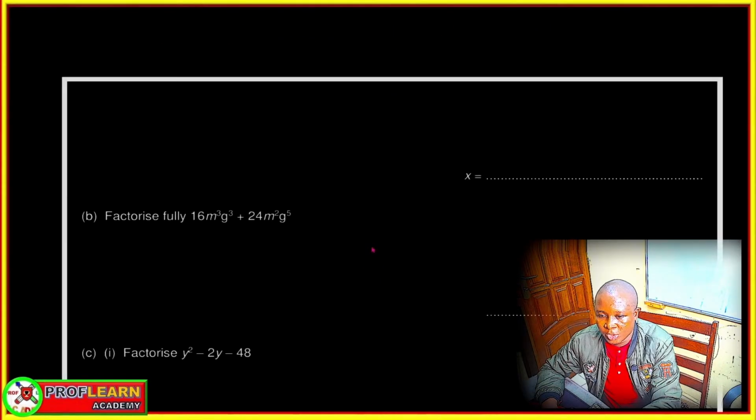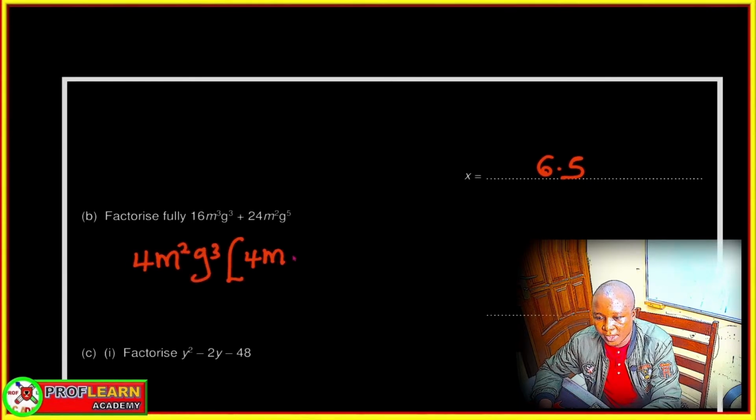Moving to question part B, this is actually factorization as well. Of course, we have already done this, you just identify the common term and then you factor it out. And you check what you can multiply with what's outside the bracket to get the term that we have here. If you have 4m squared g power 3, what do you multiply it by to get 16m cubed g power 3? So you can see it is 4m, and that is exactly what we need to write here so that we can make the examiner happy.